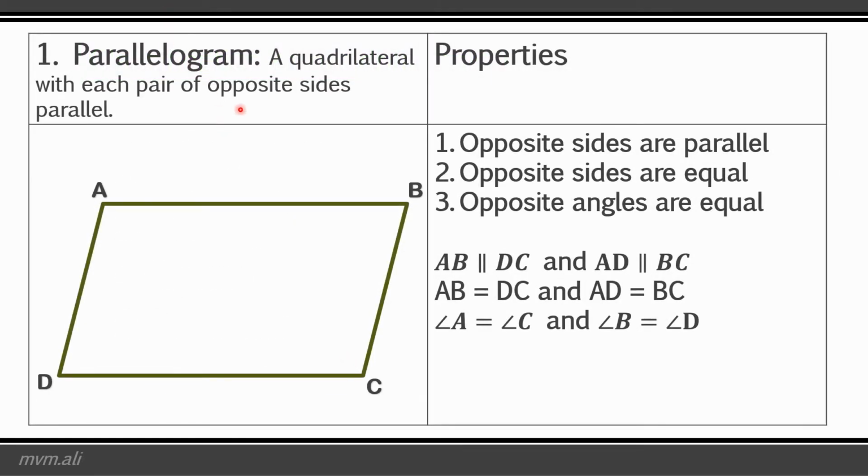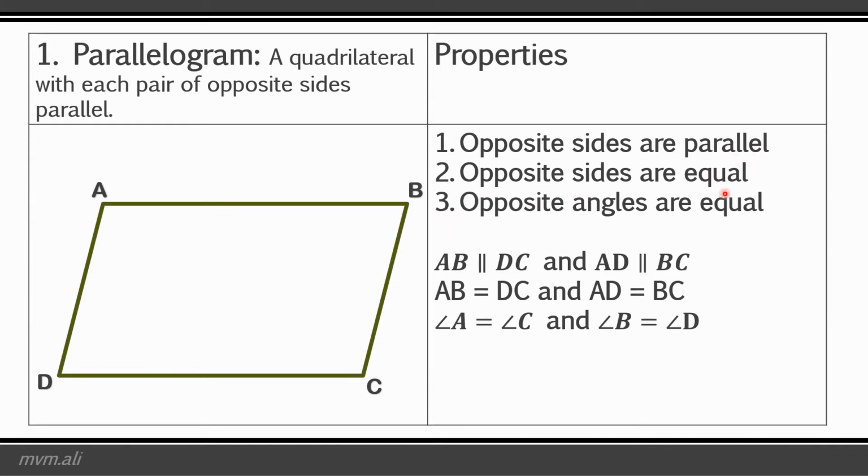What is a parallelogram? A quadrilateral with each pair of opposite sides parallel. That means AB parallel to DC, and AD parallel to BC. That means opposite sides are parallel. Then we can call that quadrilateral a parallelogram. So the first property of a parallelogram is that opposite sides are parallel. Then what is the second property?